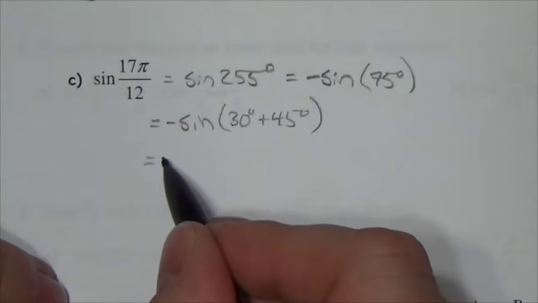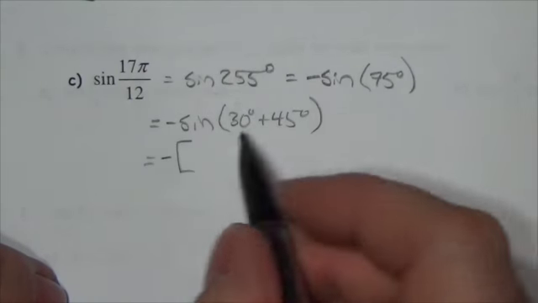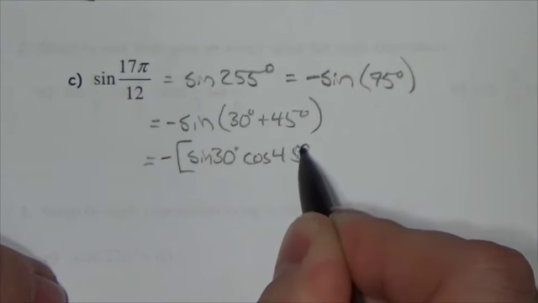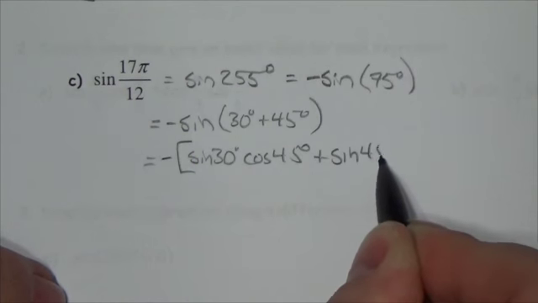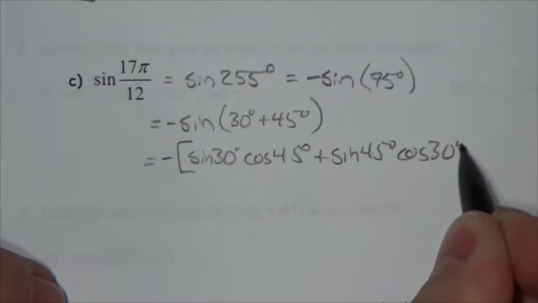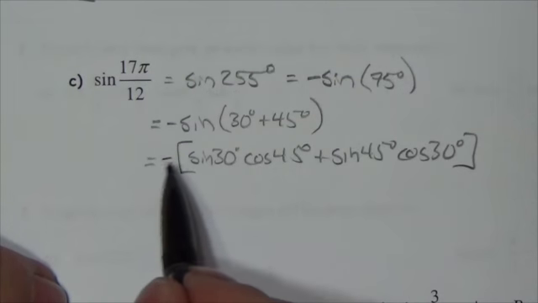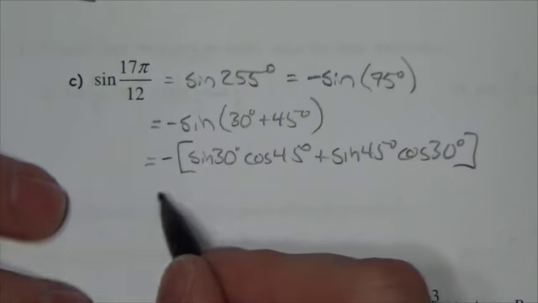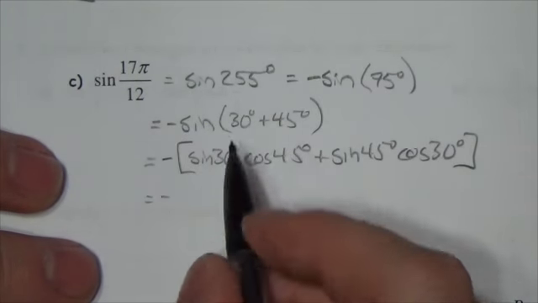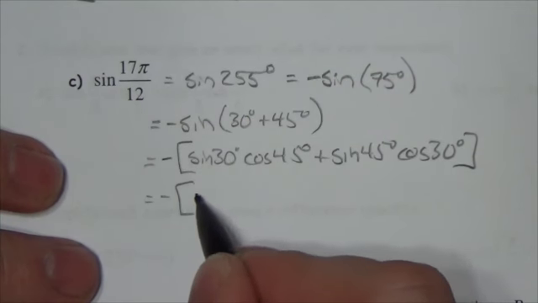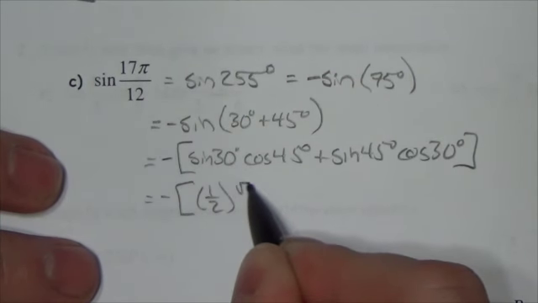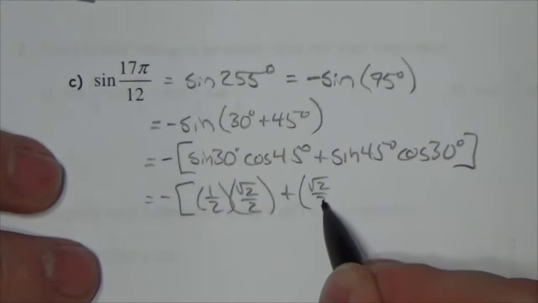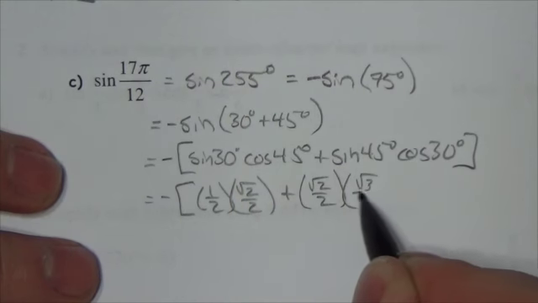So when I do the identity here, I'm going to put brackets around the expansion. So this will be the sine of 30 cosine of 45 plus the sine of 45 cosine of 30, and again in brackets there, because I want that negative to be applied to the whole thing, just like it is in the previous step. Okay, now I'm just going to apply the values I know. I know the sine of 30 is a half. I know that cosine of 45 is root 2 over 2. I know that the sine of 45 is root 2 over 2. And I know that the cosine of 30 is root 3 over 2.